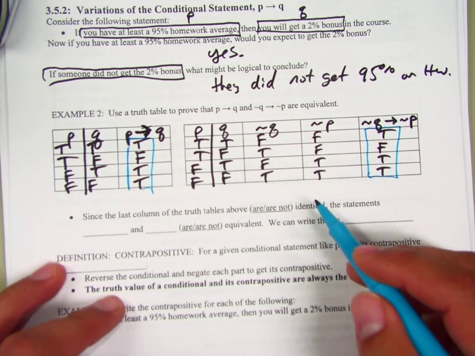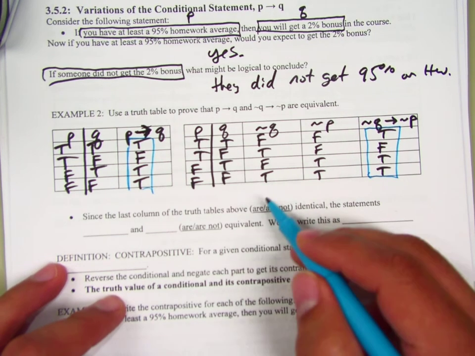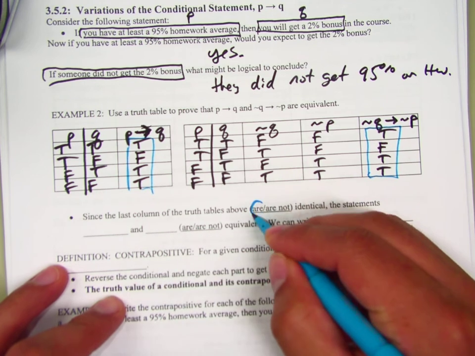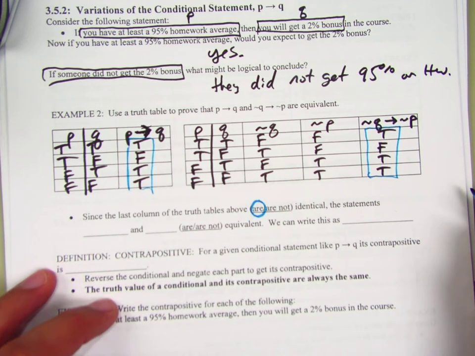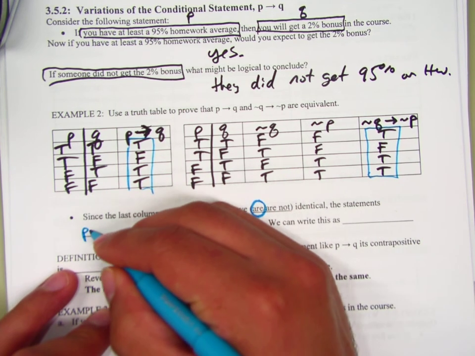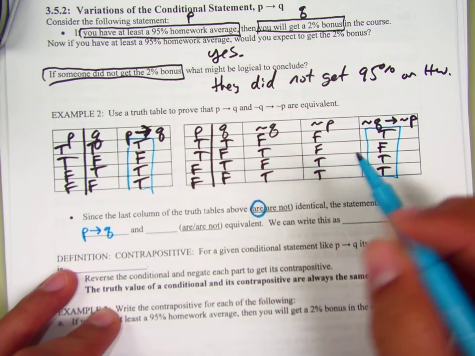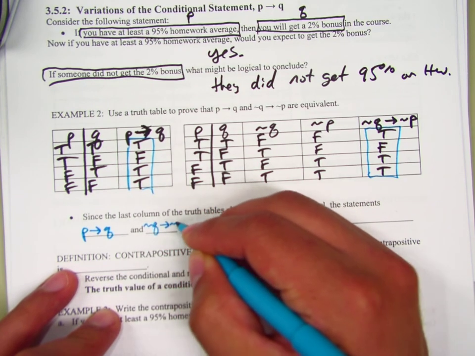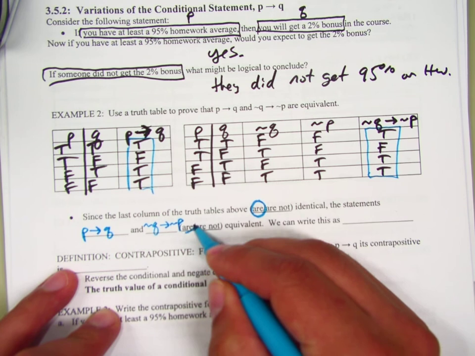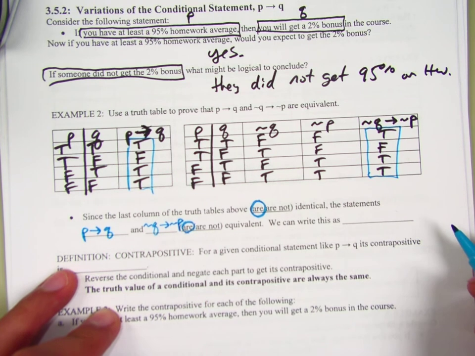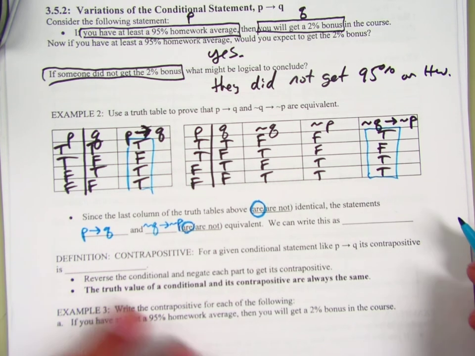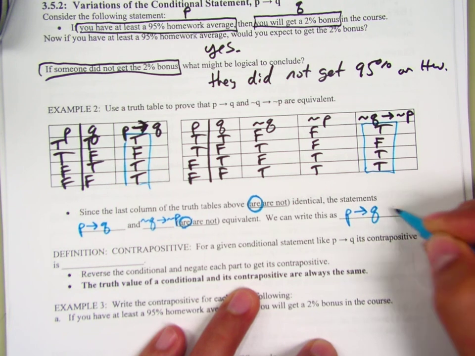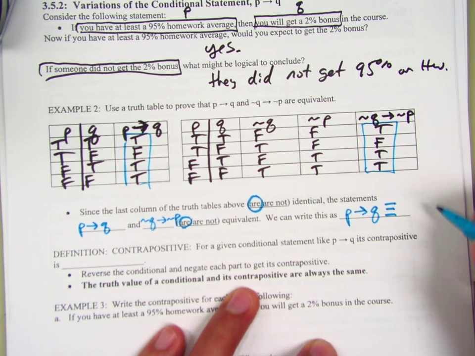Since they are identical, okay, so let's go ahead and fill out this bullet point. Since the final column of the truth tables are identical, the statements if P, then Q, and if not Q, then not P, are identical or equivalent. Okay, and so we would write this as an equivalent statement using that notation.